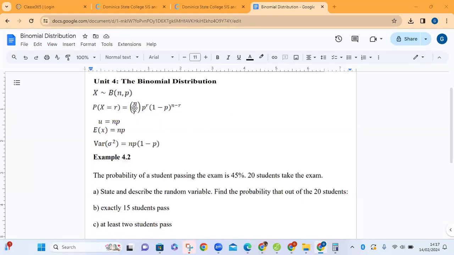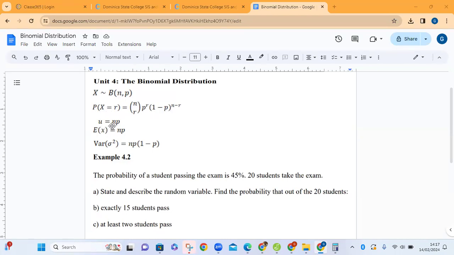This recording is with regards to Unit 4 on the binomial distribution. And we are familiar with this notation. A random variable x approximates a binomial distribution B with a sample size n and probability of success p. So the probability of x equal a certain value is equal to n combination r, p raised to the r, 1 minus p raised to the n minus r.